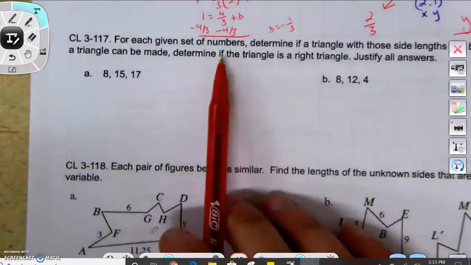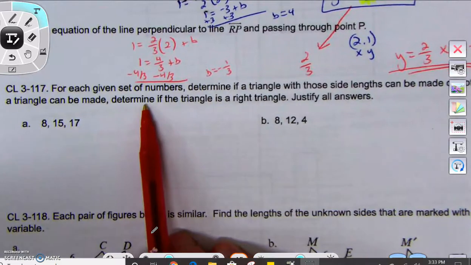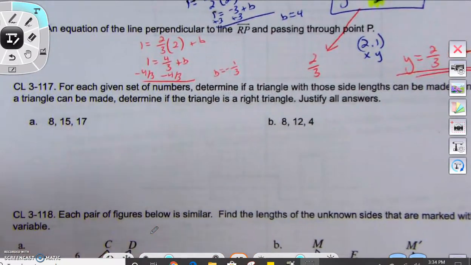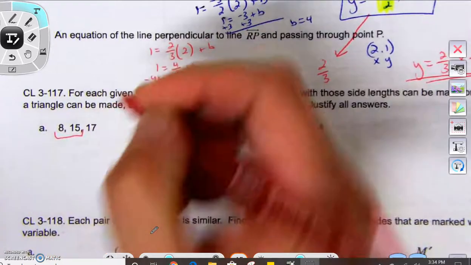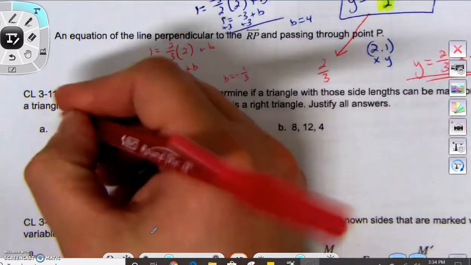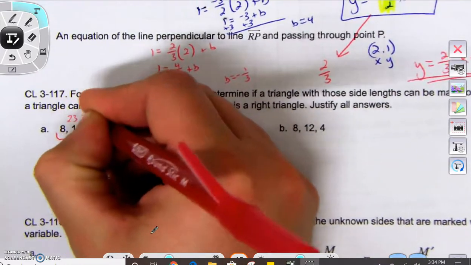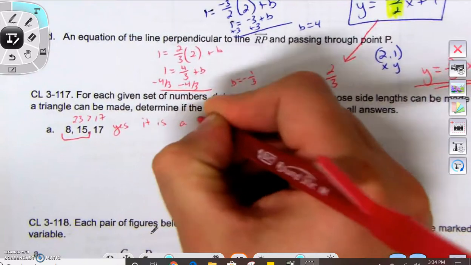3-1-17: for each given set of numbers, figure out if the triangles can be made or not. If the triangle can be made, determine if it's a right triangle. So remember, we have the triangle inequality. So if the two smaller sides, in this case 8 and 15, add up to more than the biggest side, it can be a triangle. So 8 and 15 give me 23, which is greater than 17. So yes, it is a triangle.